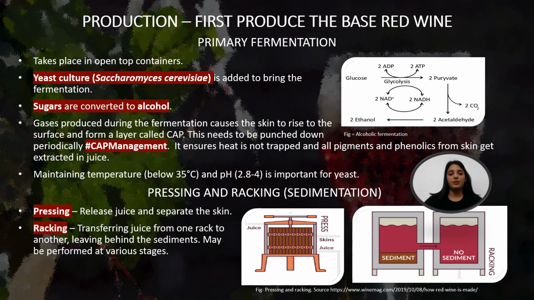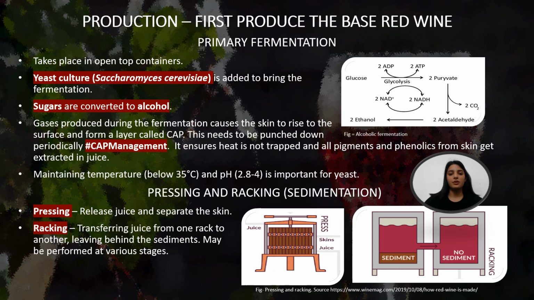For primary fermentation, it is important to maintain the temperature and the pH for the efficient activity of the yeast. So the temperature should be maintained below 35 degrees Celsius while the pH is set between 2.8 to 4.